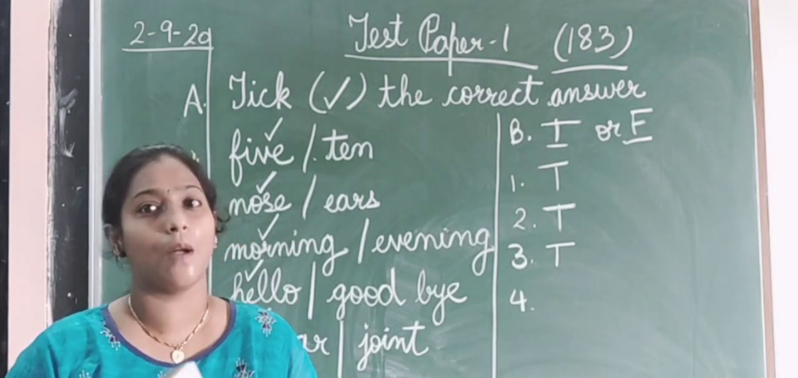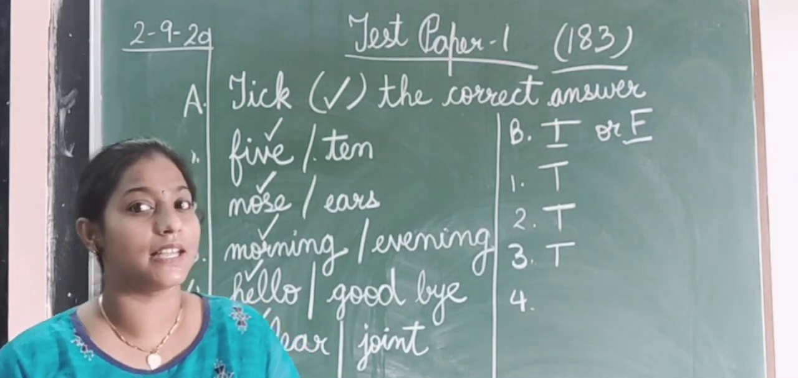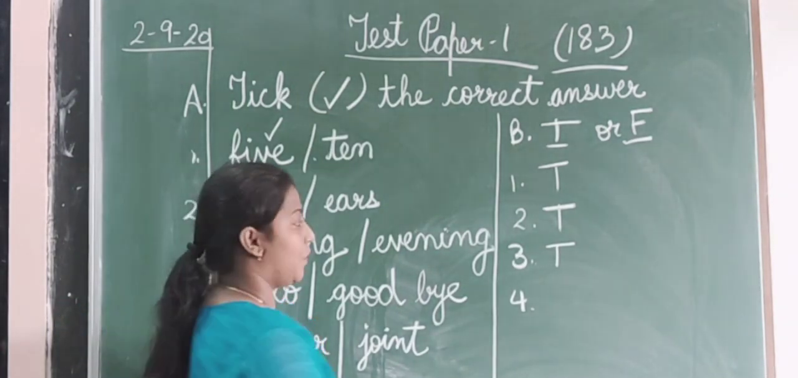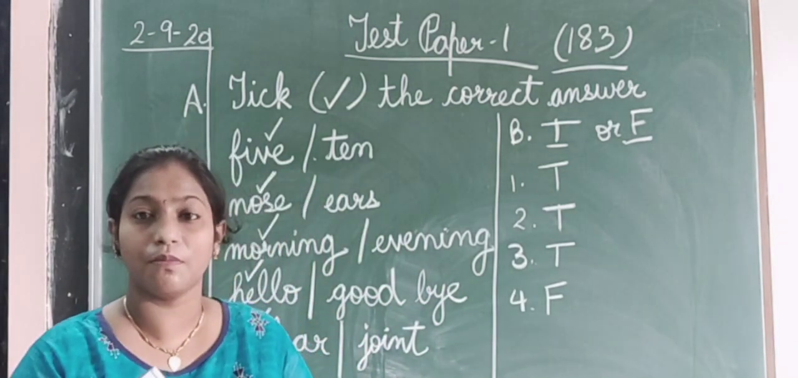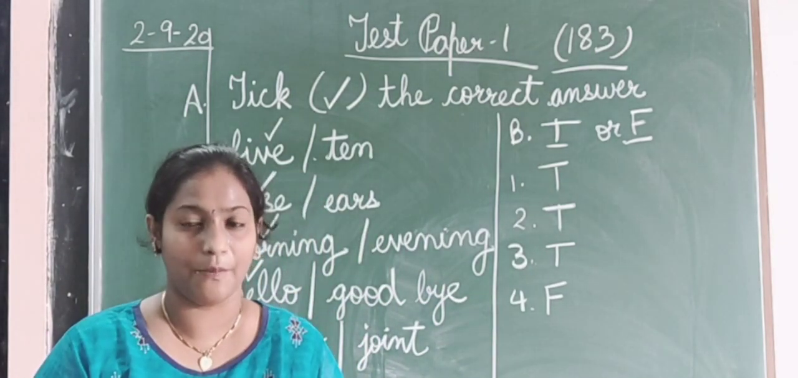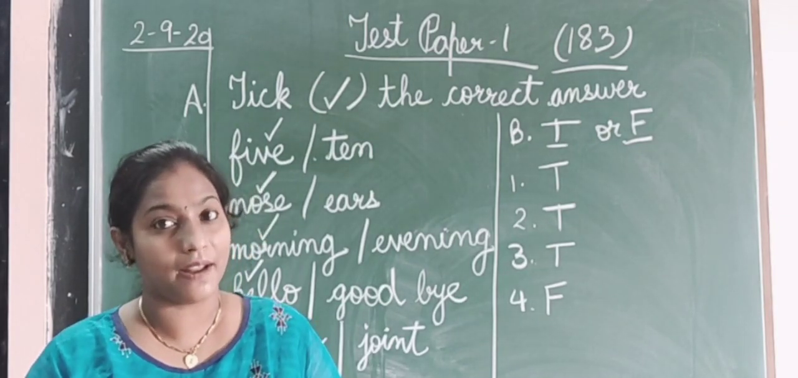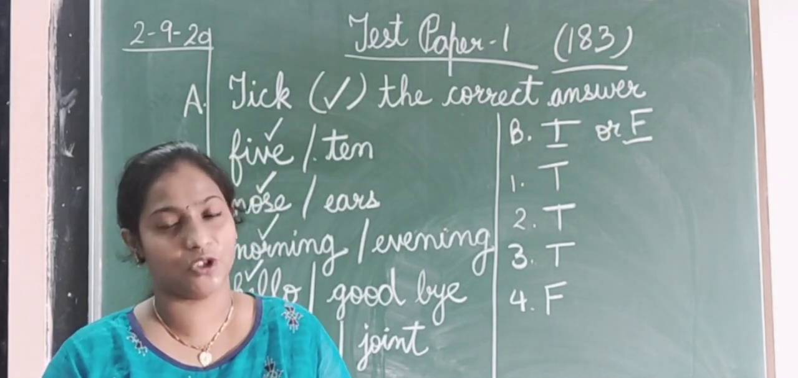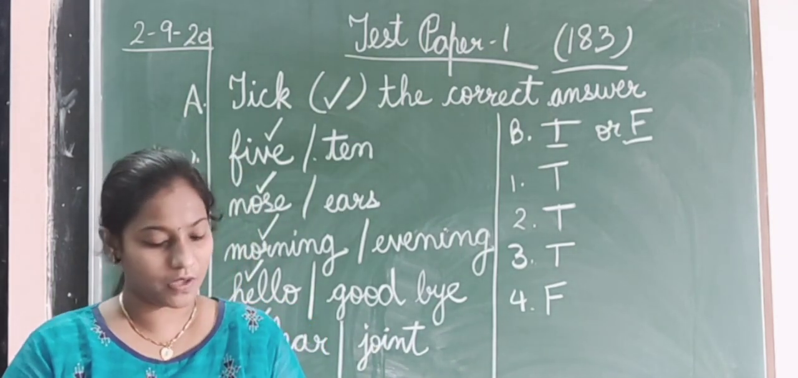so grandparents तो हमारे grandfather grandmother होते हैं, right? So this is a wrong answer, so we are going to put false, क्योंकि siblings कौन होते हैं? Siblings हमारे भाई बहन होते हैं, हमारे brothers and sisters we call them siblings. Grandparents होते हैं grandmother और grandfather, so this is a wrong answer, so we have written false.